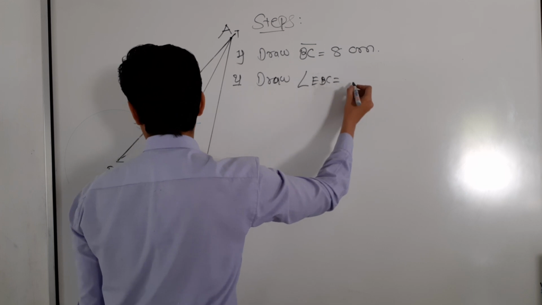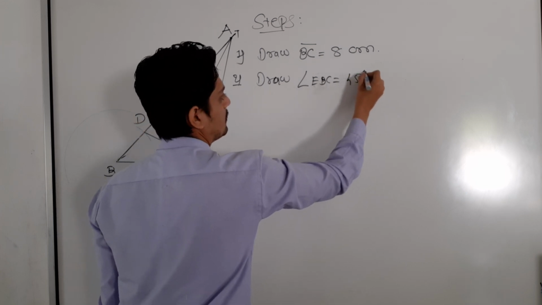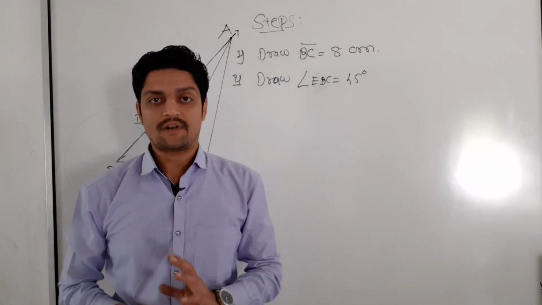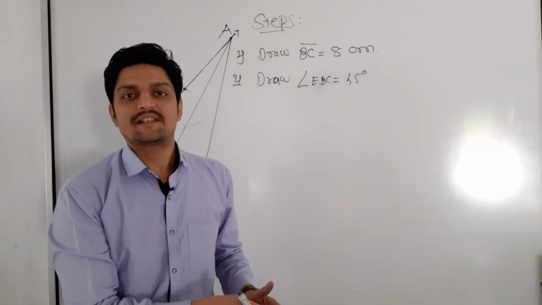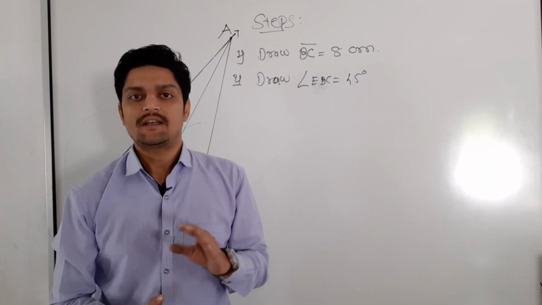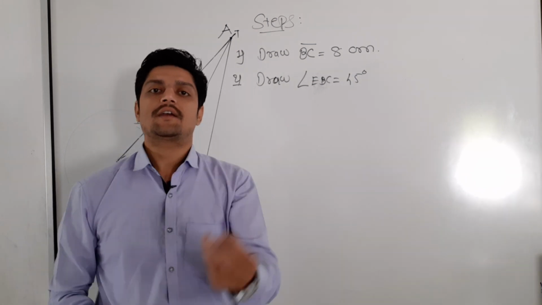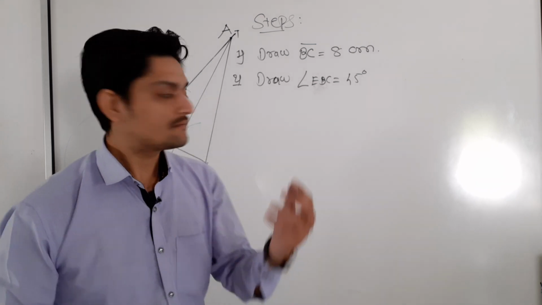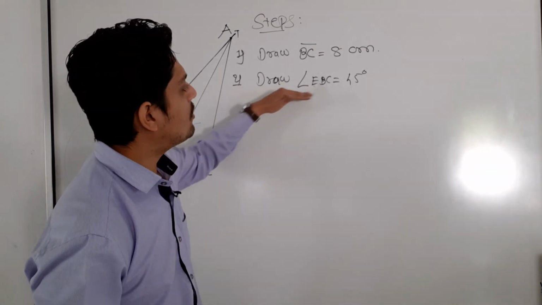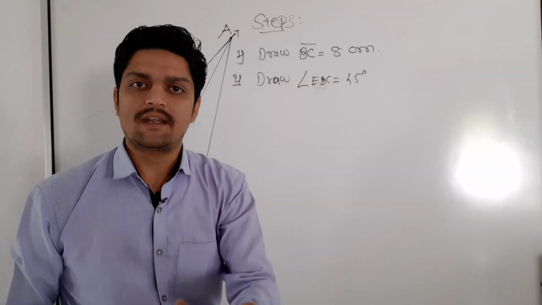EBC is equal to 45 degree. How you people have drawn, that you don't have to write. That first draw 60 degree, then 30 degree, then the bisector of 60 and 30, 45 degree angle comes. That you don't have to write. You have to just write: draw EBC 45 degree, complete.